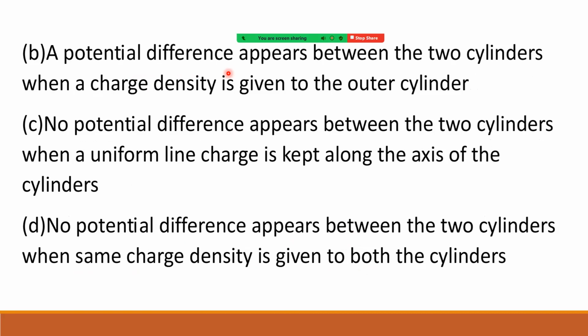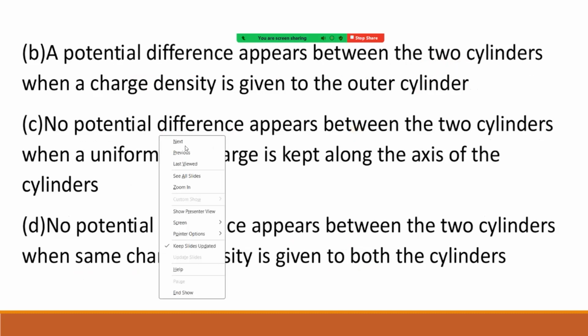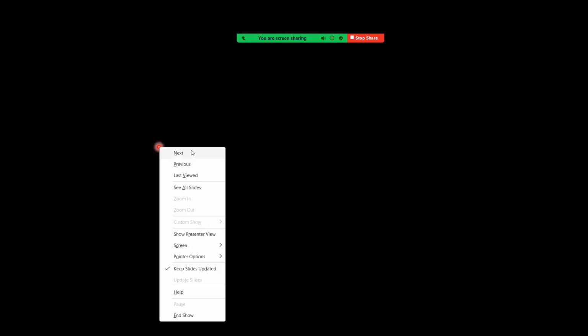Next one. So it is asking the potential difference between those two, right? Let us see how to decide this. In fact, we can say the option directly. Just see once.